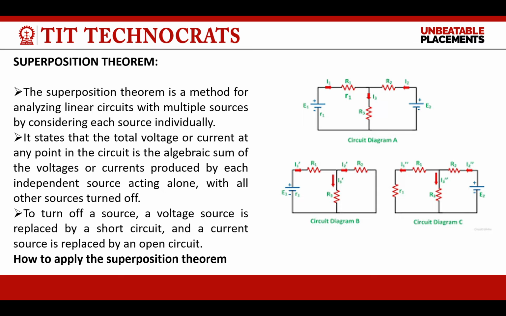You can see in the figure there are two voltage sources E1 and E2 given. Here we consider one source at a time. One source is considered as active and the second source is considered as passive. To turn off a source, a voltage source is replaced by a short circuit and a current source is replaced by an open circuit.